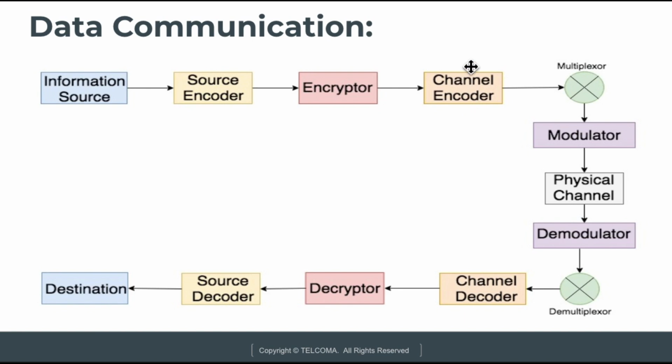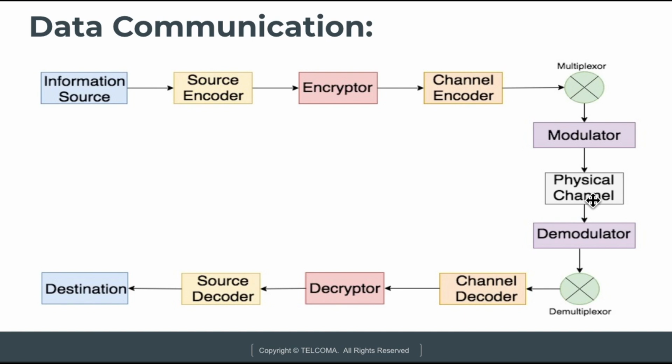After that, this signal goes to the multiplexer. Here the multiplexer will combine the signal that is coming from the different information source. It combines the signals and transmits over the same shared medium. Then it goes to the modulator. Here this modulator will modulate the message signals over the high frequency carrier signal so that it can transmit to a longer distance. Then it transmits to the physical channel. The physical channel may be a wired channel or a wireless channel.